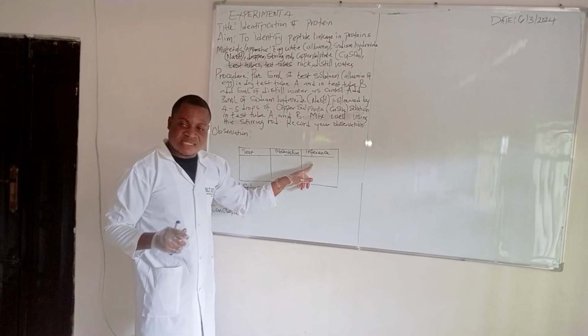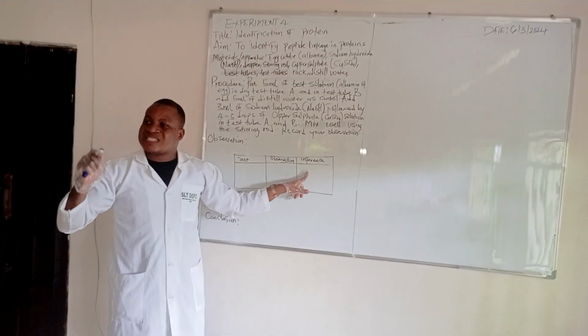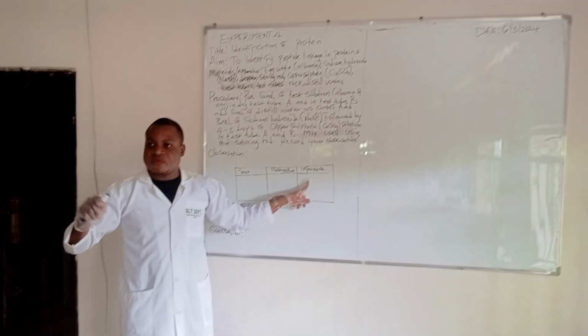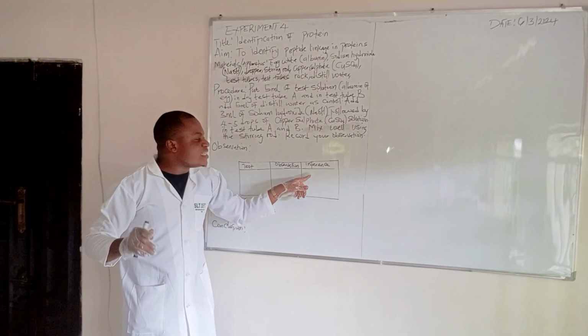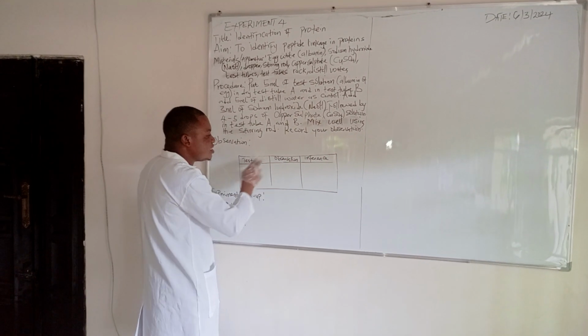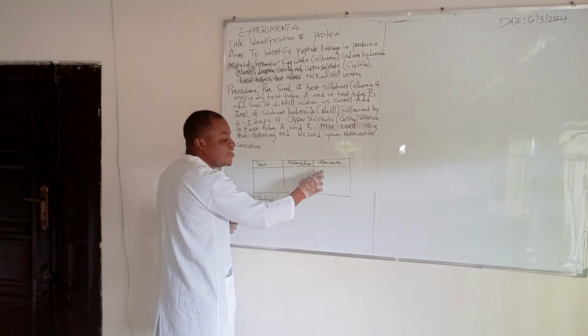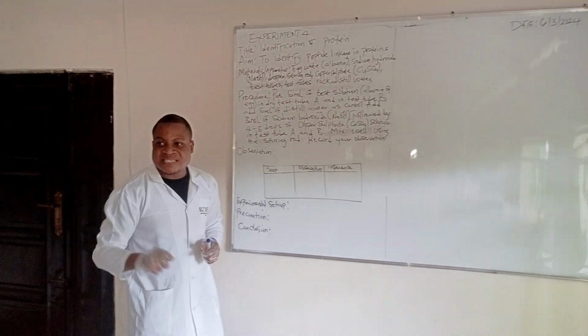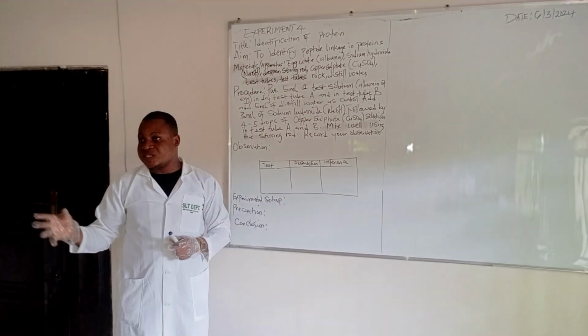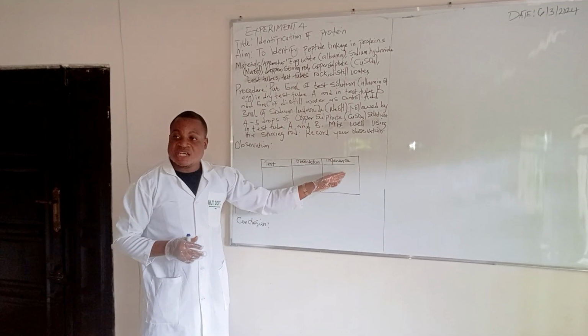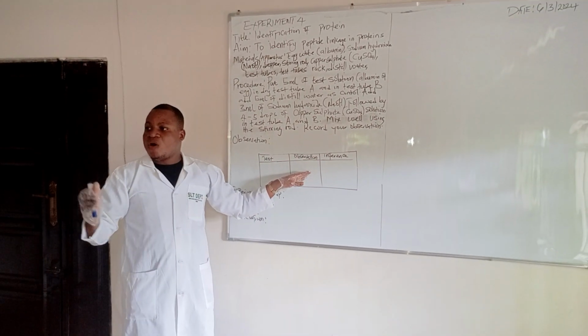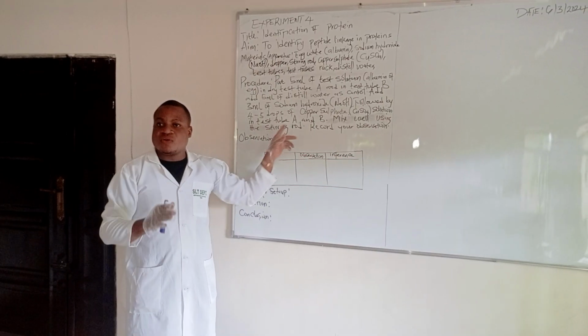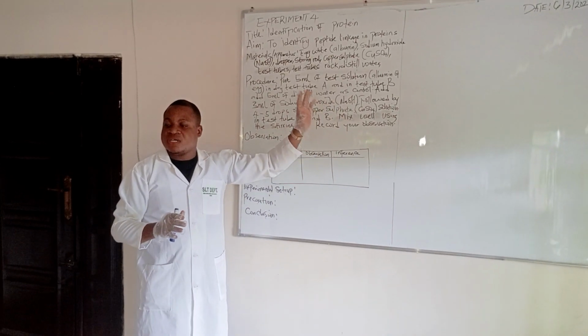Now, the inference is to state what you have observed. Stating it, you have the test, the observation, and the inference. The inference will be presence of protein. That is your inference. The observation is the color, or whatever you see when you carry out the procedures that are given.